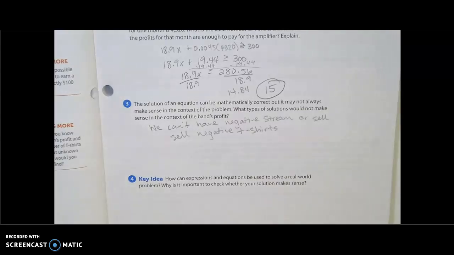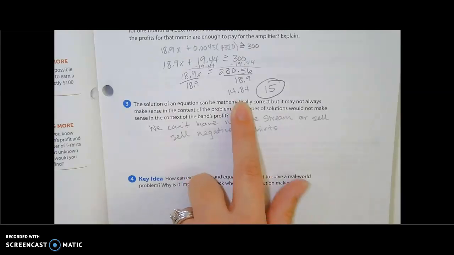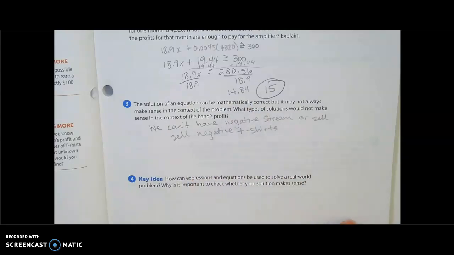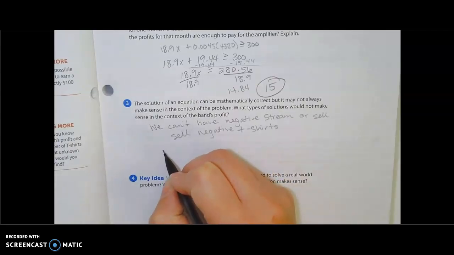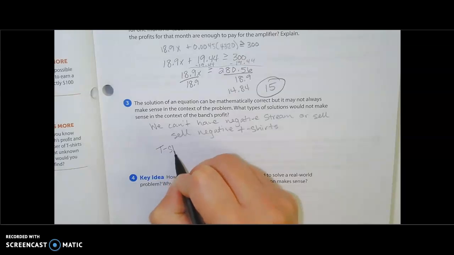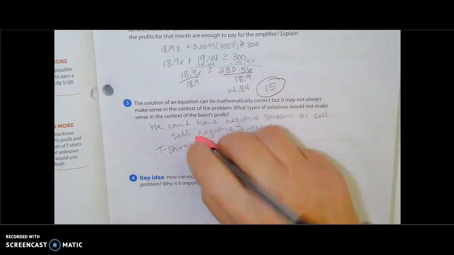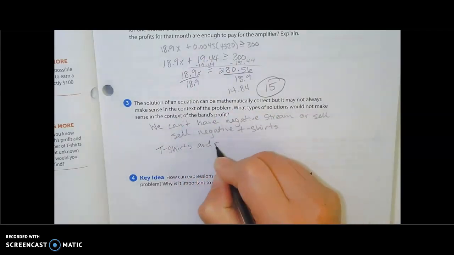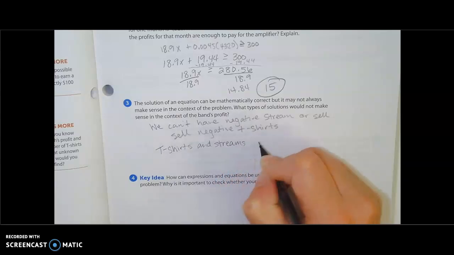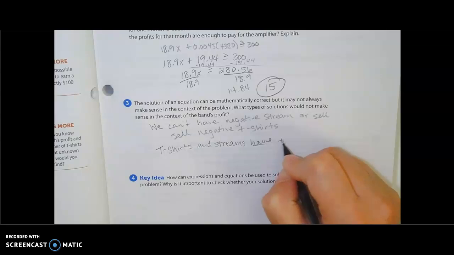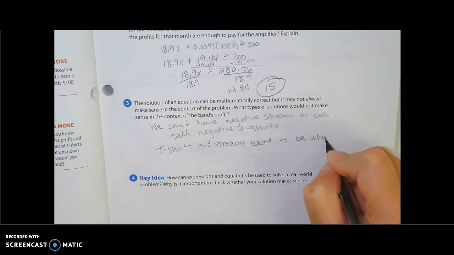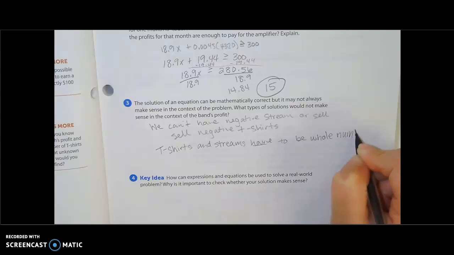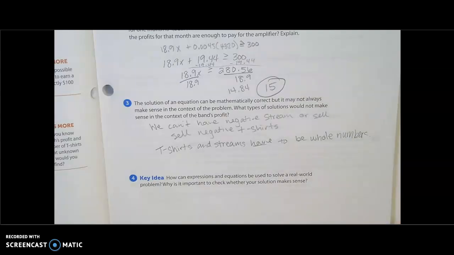Also, what also has to be true, can we have partial? Like up here, we had 14.84. Well, I can't sell 0.84 of a t-shirt. So the number of streams or t-shirts also has to be a whole number. T-shirts and streams have to be whole numbers because we can't do partials. So those would be constraints.